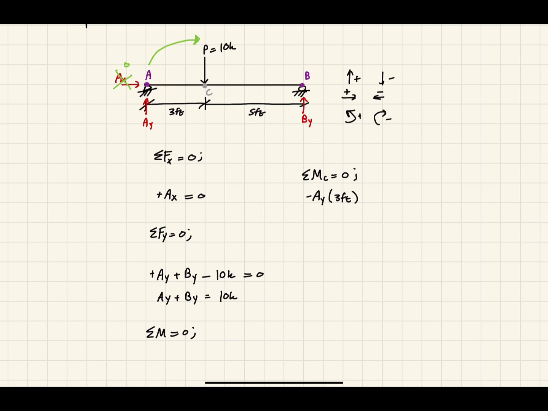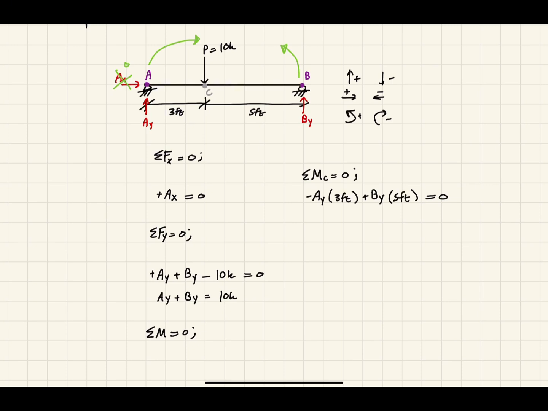Now, this BY about point C is going to want to rotate like that. It's going to bend like that. So in that case, it's going to be plus BY, because it's going counterclockwise, times 5 feet. And all that should equal 0. Now, we wouldn't include this P because it's sitting right at point C. And if you think about it, there's no lever arm. So that term would just zero out.